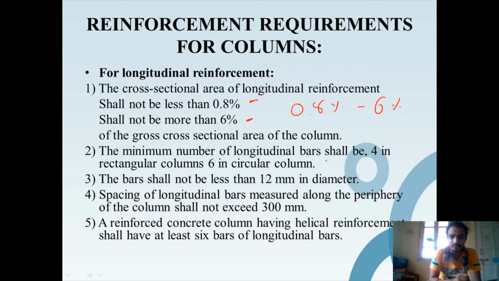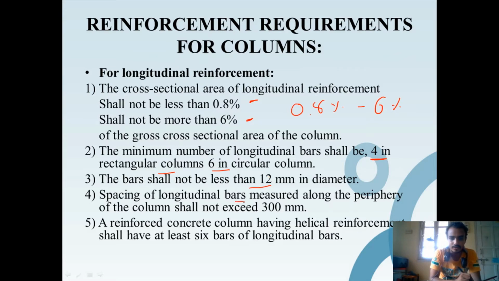Then, after the minimum number of longitudinal reinforcement bars: 4 in a rectangular column and 6 in a circular column. Longitudinal reinforcement bars shall not be less than 12 mm in diameter.